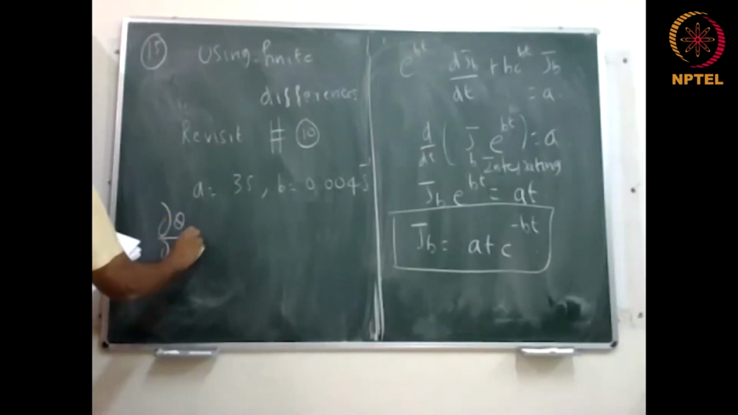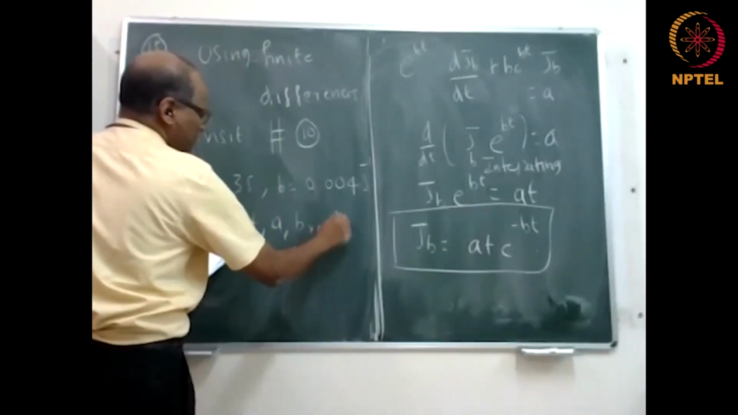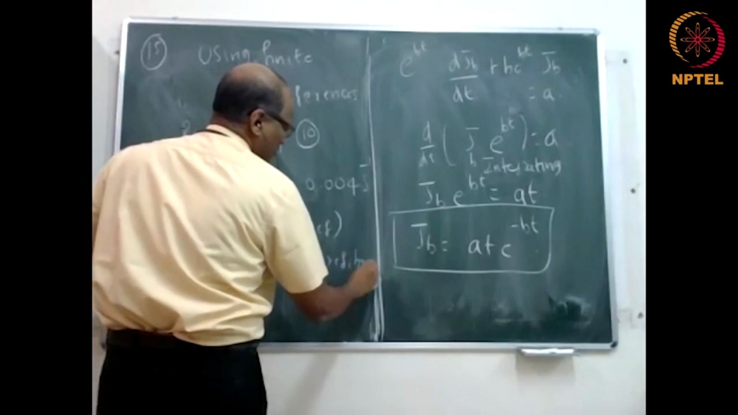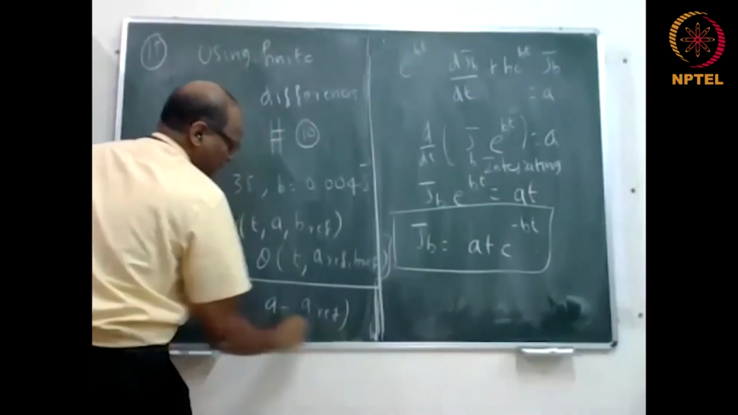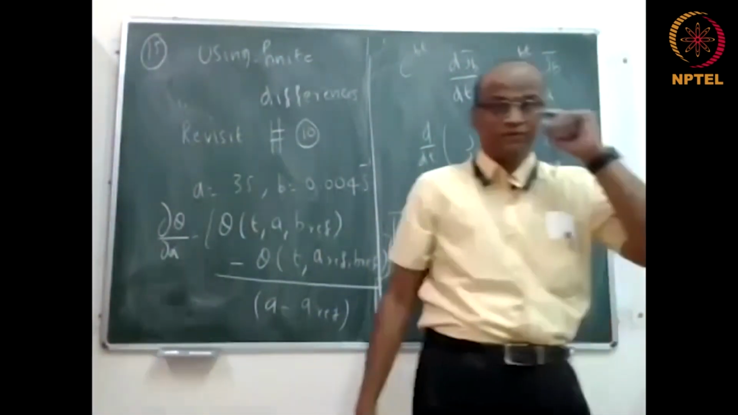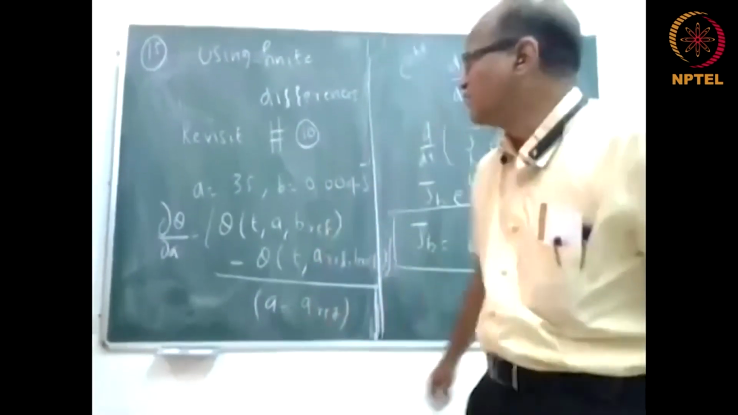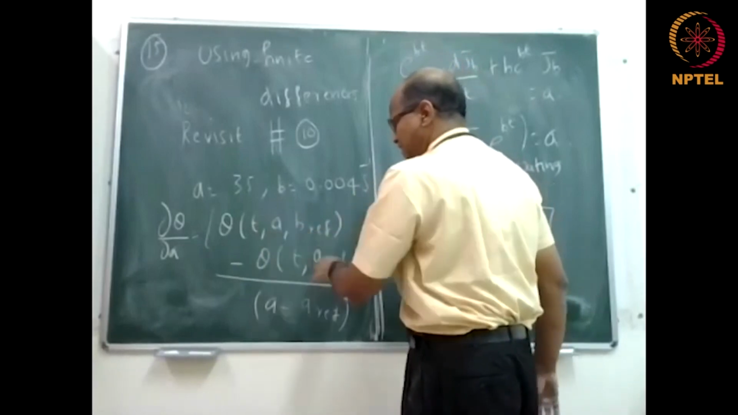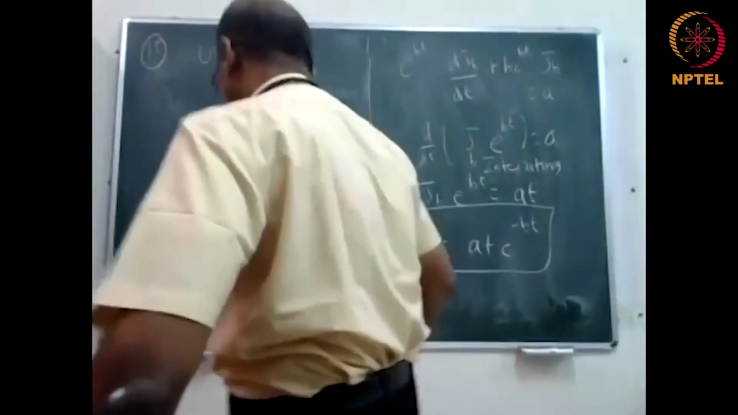Now, dou theta by dou A equals theta at any time t with A, B reference, minus theta at t with A reference, B reference, divided by A minus A reference. Are you getting the point? You know what I'm doing? Finite difference. So I'll keep everything the same. At that particular time, for the same B, I will change the A slightly and evaluate the first column of the Jacobian. Okay. So please do that.